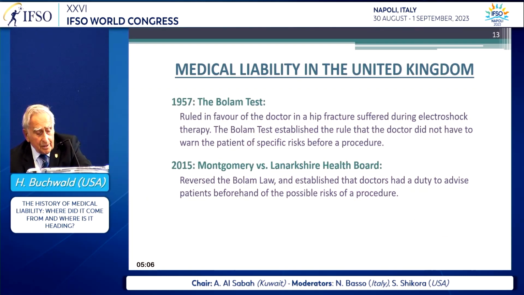In 1957, the Bolam test ruled in favor of the doctor in a hip fracture suffered during electroshock therapy. The Bolam test established a rule that the doctor did not have to warn the patient of specific risks before a procedure. No informed consent. That was the rule of law. 2015, look how late, 2015. Montgomery versus Lancashire Health Board reversed the Bolam law and established that doctors had a duty to advise patients beforehand of the possible risks of a procedure.